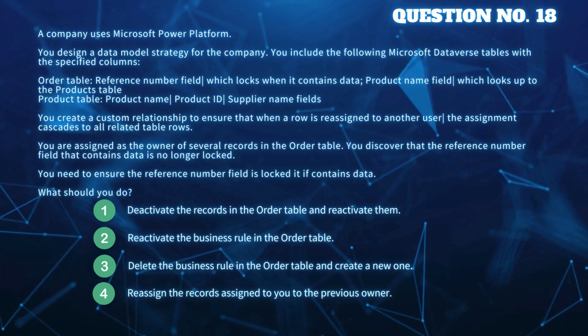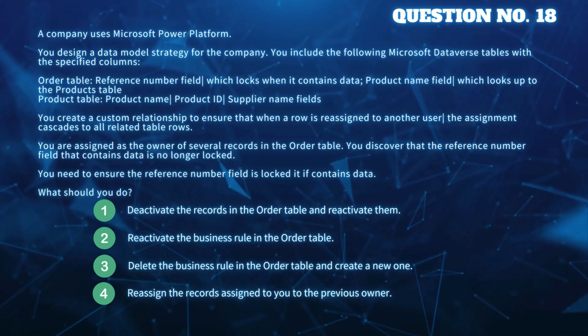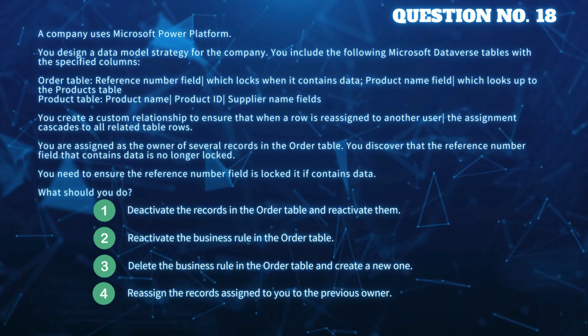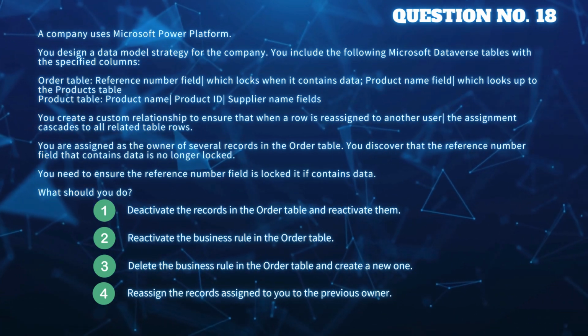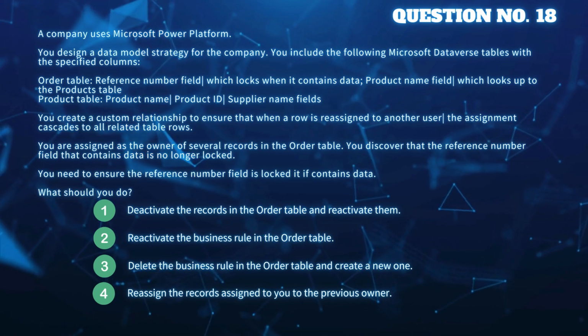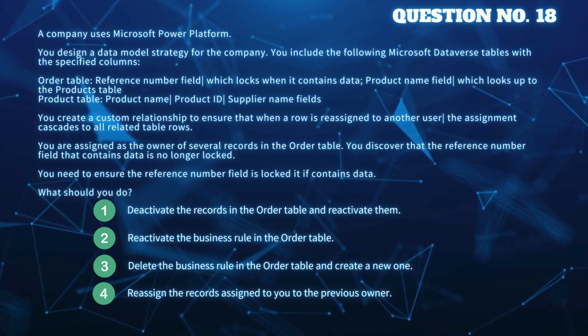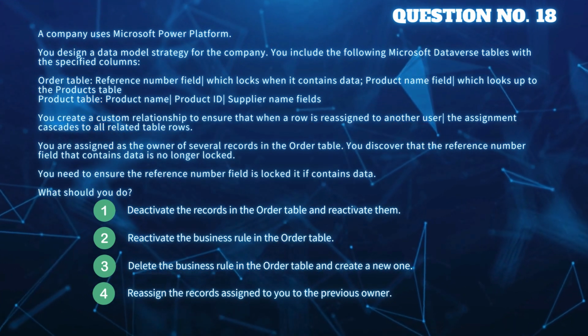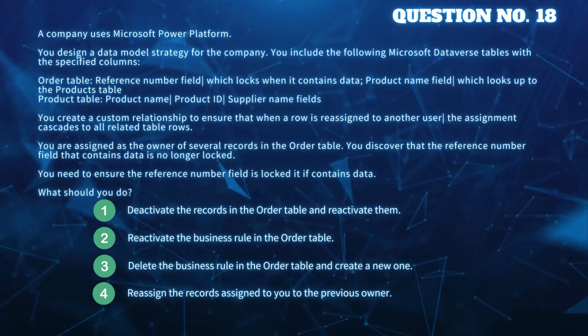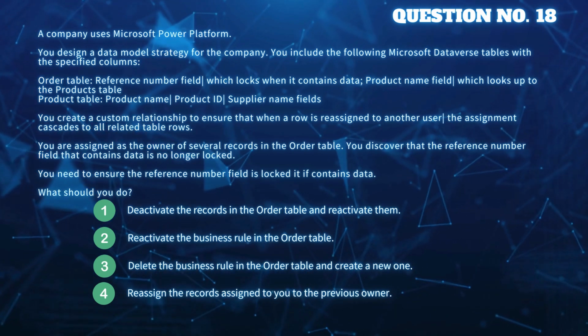You create a custom relationship to ensure that when a row is reassigned to another user, the assignment cascades to all related table rows. You are assigned as the owner of several records in the order table. You discover that the reference number field that contains data is no longer locked. You need to ensure the reference number field is locked if it contains data.